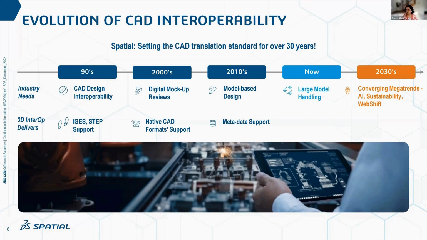And looking forward with the converging megatrends of AI, sustainability, a shift to the web, we can imagine needing tools to train AI models with the right CAD files, simulate things relatively quickly, to simplify models such that they can be streamed to the web better. And that's why we're launching Data Prep, because we think now is the time to be thinking about these problems and solving them.